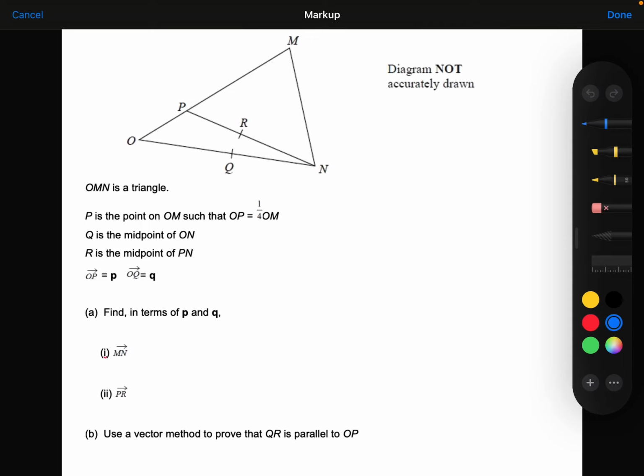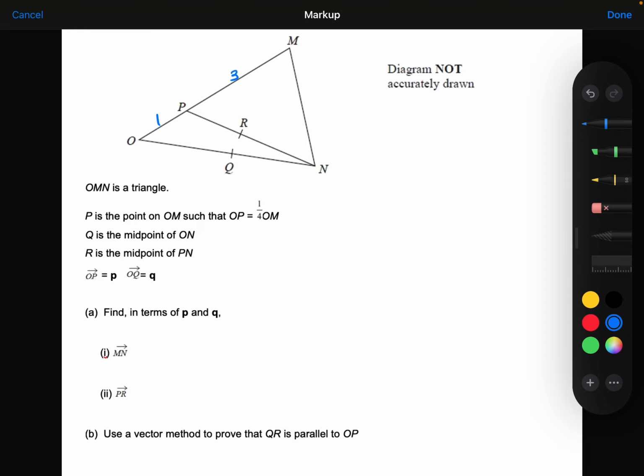OMN is a triangle. P is the point on OM such that O to P is 1/4 of O to M. So that's telling me that this must be 1 part and this must be 3 parts.